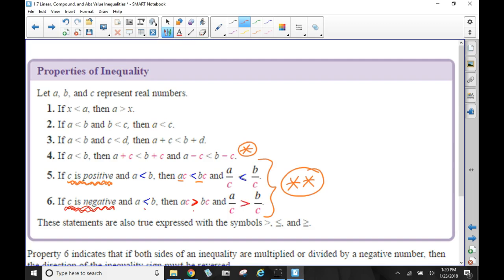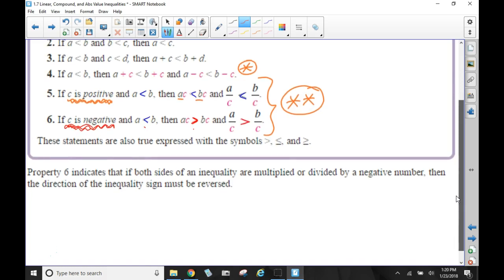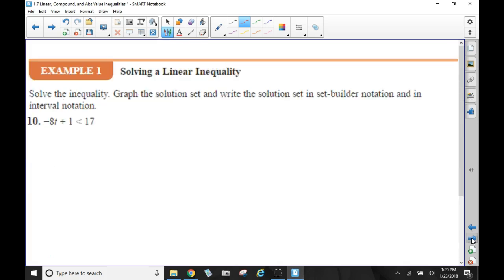So in a nutshell, if you ever do the operation of multiplying or dividing both sides by a negative number or a negative quantity, you must swap the inequality symbol around. Otherwise, we are going to treat, at least linear inequalities, the same way that we do linear equations. Get constants on one side, variables on the other. Let's look at this in example 1.